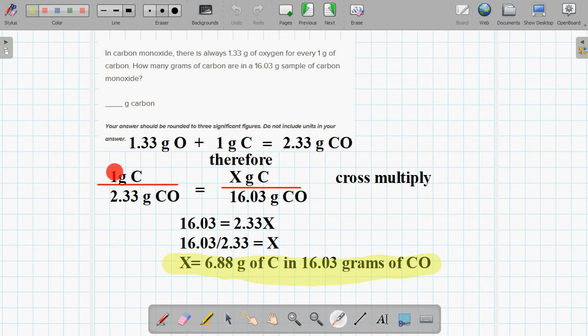So I'm going to set up a ratio, and I'm going to take the total mass that I know and set that with 1 gram of carbon, because that's the ratio we're looking at: the mass of carbon to the total mass of carbon monoxide. And I'm going to set that equal to X grams of carbon, that's what we're looking for, over 16.03 grams of carbon monoxide. We cross multiply again, and we end up with 6.88 grams of carbon in 16.03 grams of carbon monoxide. So the 6.88 would be your answer.